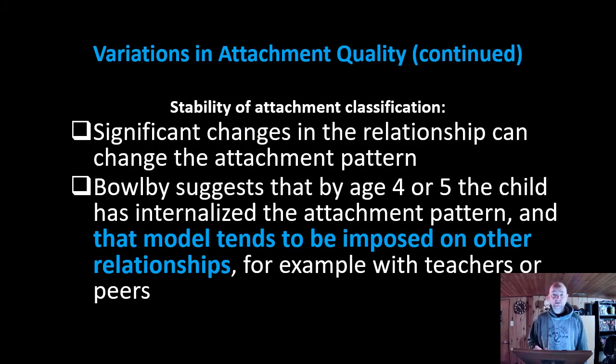Significant changes in the relationship can affect attachment patterns, obviously. The easiest example to think of would be something like a separation, or the development of an illness or a mental illness for mom. Significant changes in the relationship between mom and baby can affect the attachment pattern, but Bowlby suggests by the age of about 5 that this internal model has been created. And that model is then imposed on other relationships with teachers, peers, others. This is almost what Freud would have called transference: the model gets transferred and becomes, in a Piaget word, a working model.